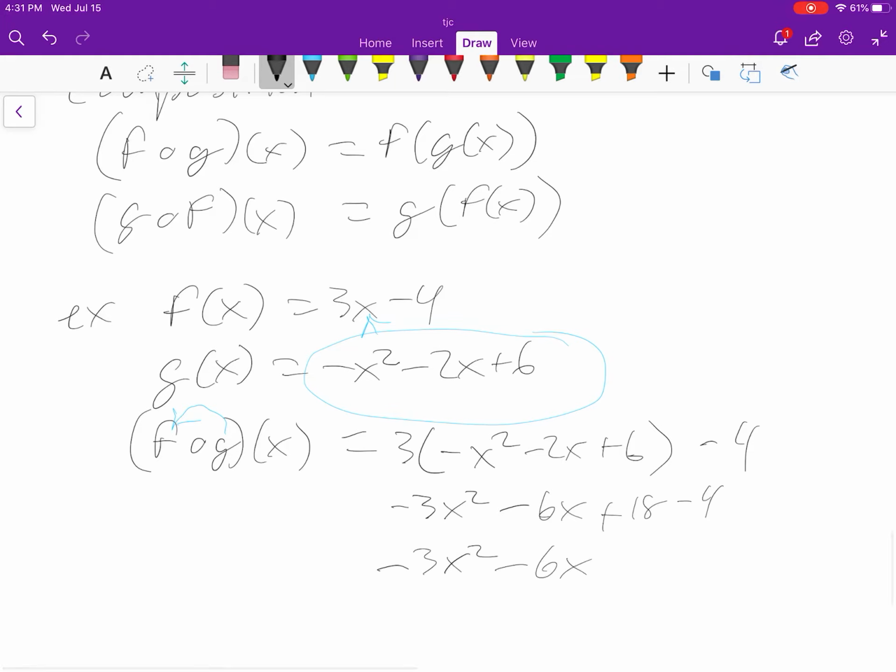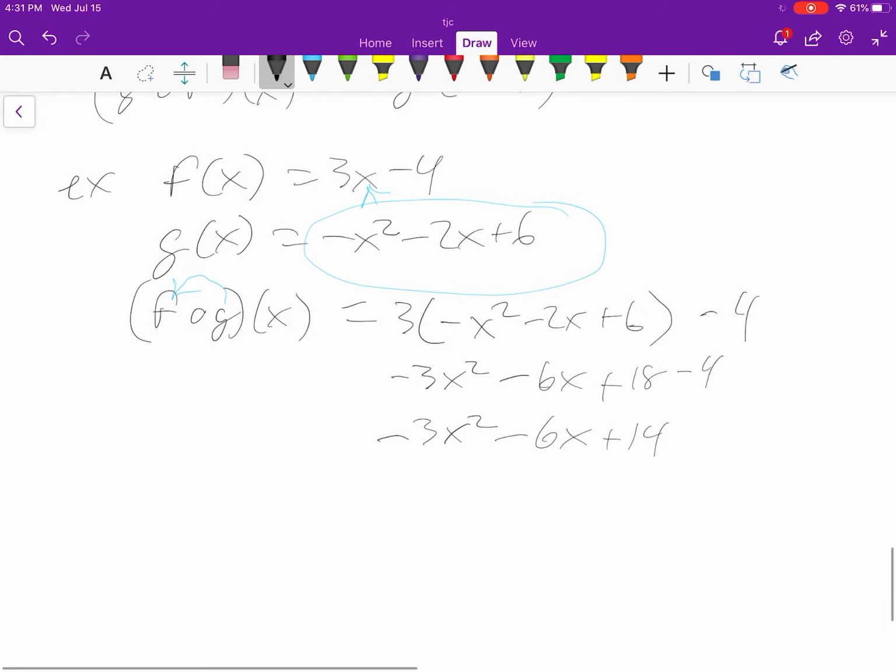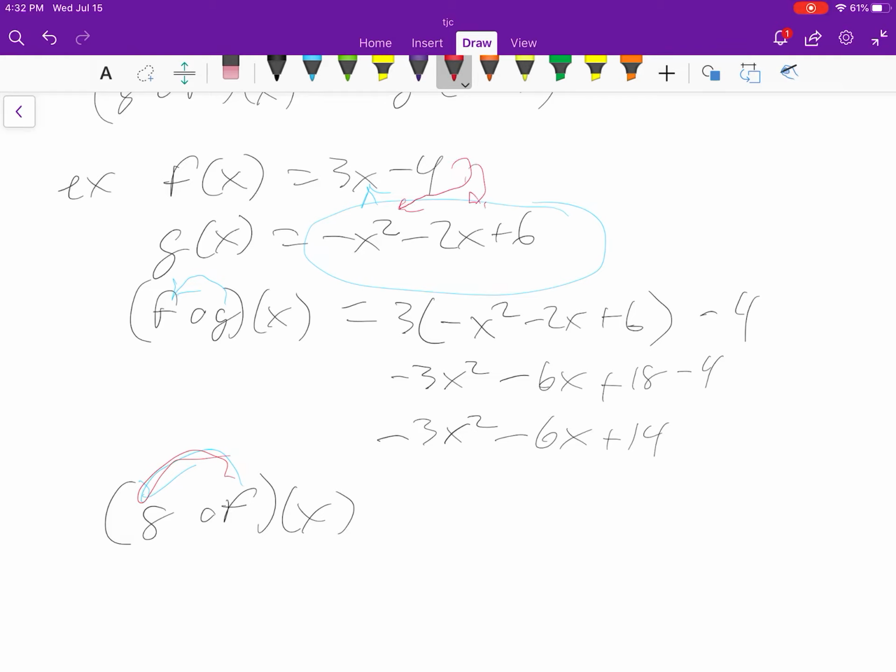Combine like terms. And you get that. Now, just to show you that g of f is not the same thing, let's do g of f. G of f of x, that is f plugged into g. So now we're going the other way. We'll do this in red. So we're plugging this guy in for the x's.